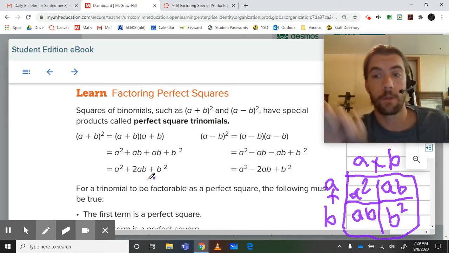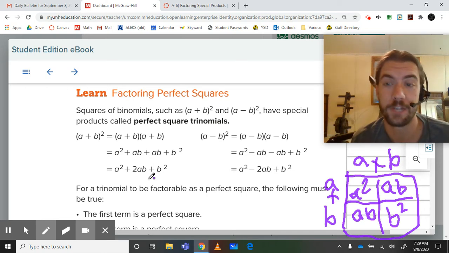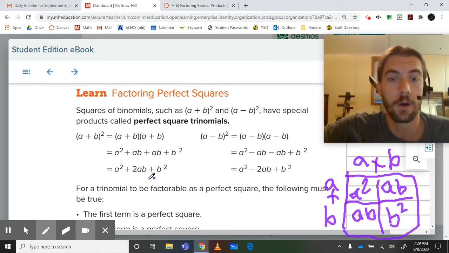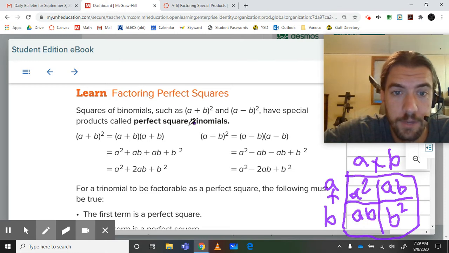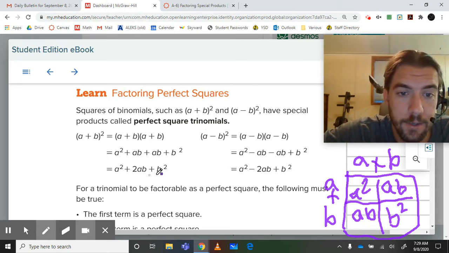Well, what do we call a 3-term polynomial? Well, what do you call a 3-wheeled bicycle? You call it a tricycle. TRI stands for 3. So we have a perfect square trinomial, a polynomial with 3 terms.